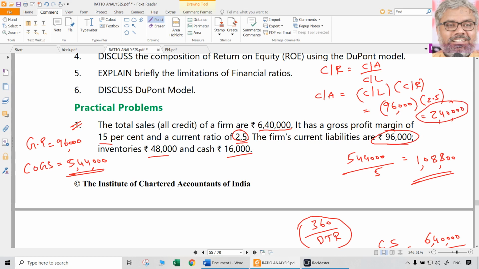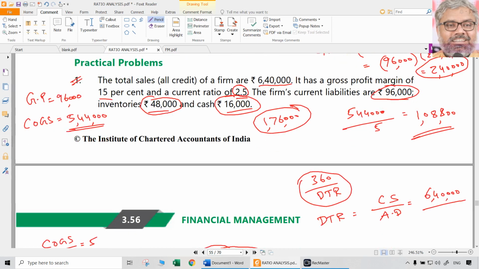But current assets include what? Debtors, inventories, cash normally. But here inventories are given and cash is given. Remaining will be naturally debtors. So 240 minus 48 minus 16, remaining will be debtors. That is how much? 1,76,000. That is the debtors, closing debtors naturally. That is 176,000. Because we know current assets and we know two of the current assets which are given, automatically the remaining current asset will be debtors, receivables.